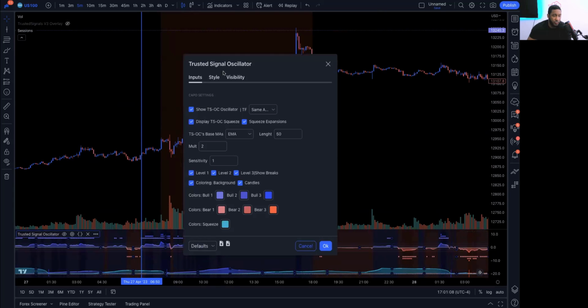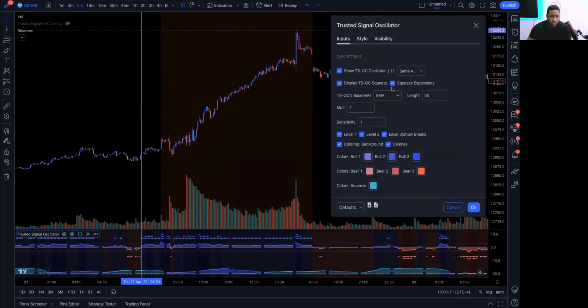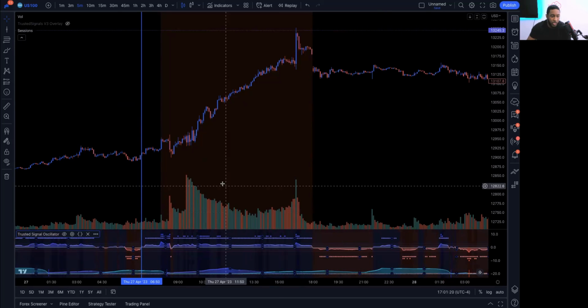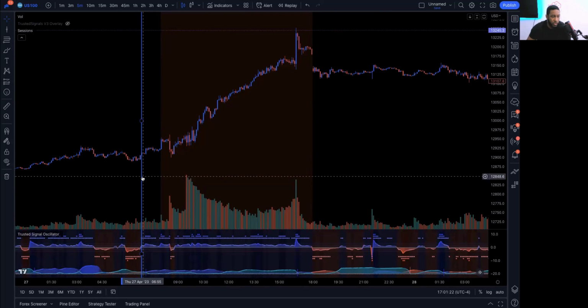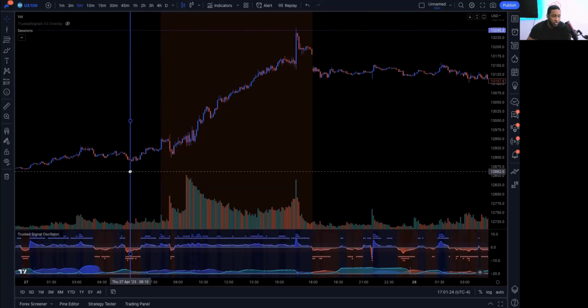So with the oscillator, we have Simmons chart, squeeze expansions, right? I like using the volume weighted moving average. And then I like to drop it down to 21 length because you'll get faster signals that way, right? A lot more scalping signals. So what are my rules?